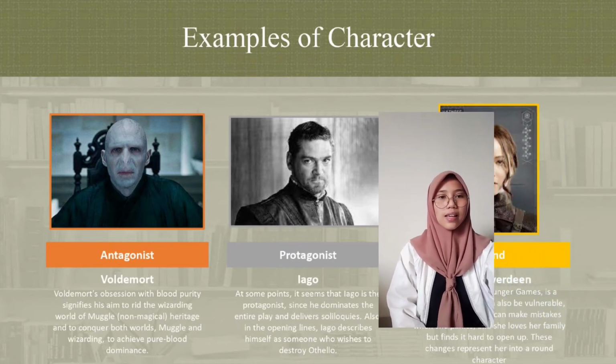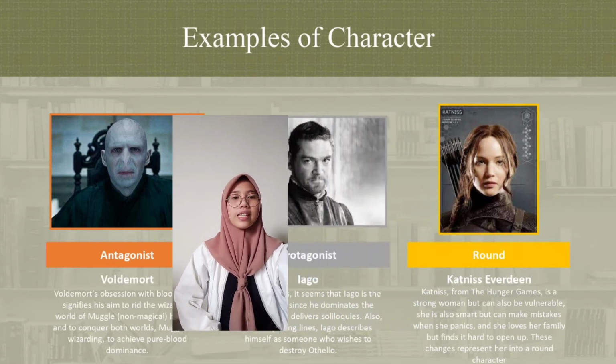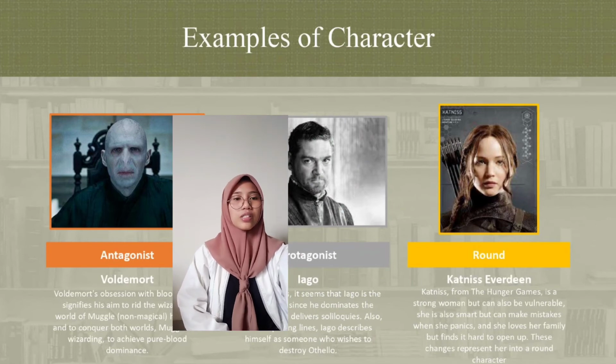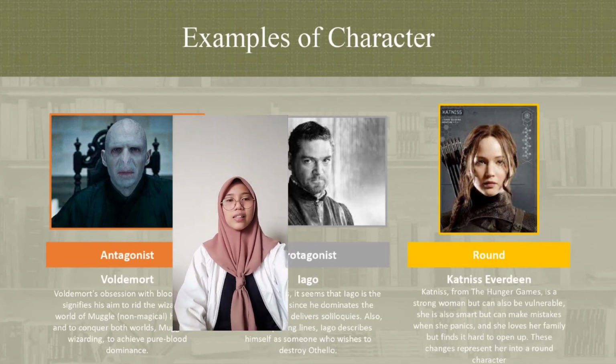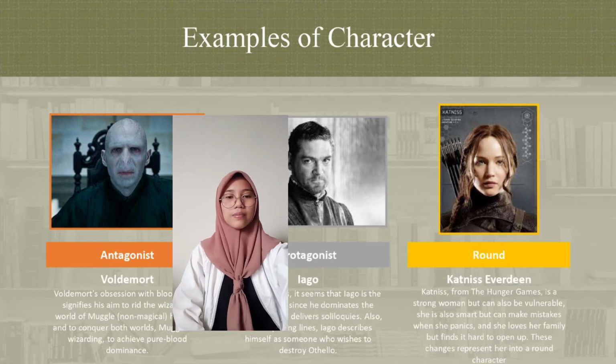The last is round. Here there is Katniss Everdeen. Katniss from The Hunger Games is a strong woman but can also be vulnerable. She is also smart but can make mistakes when she panics. And she loves her family but finds it hard to open up. Thus, these traits represent her as a round character. Okay, for the next, we will continue with my friend.